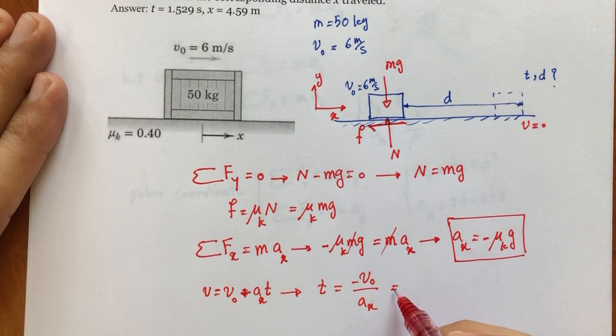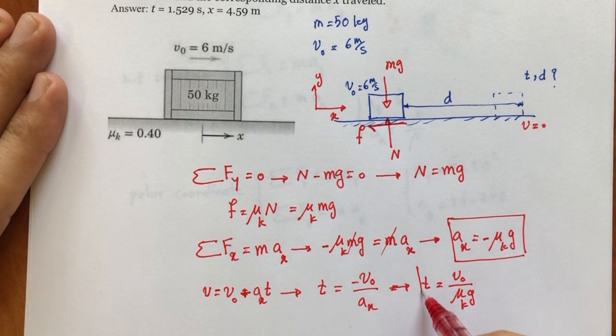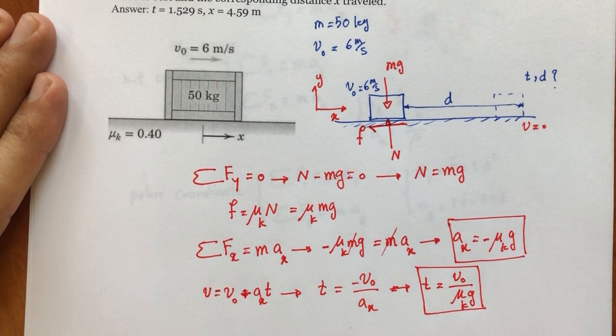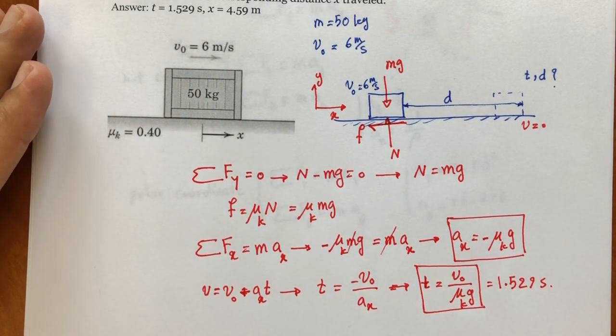The negative is going to cancel out, so we have v0 divided by mu k times g. Now we can put in the numbers, and if you do, you're going to see t is equal to 1.529 seconds.